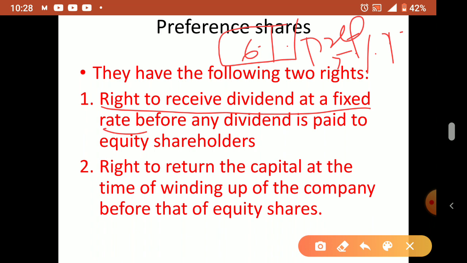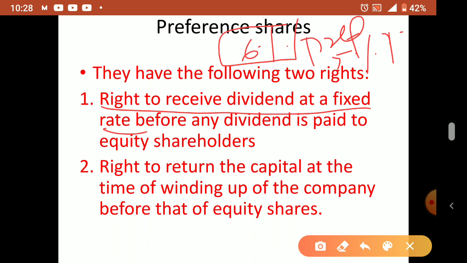Like that, fixed rate before any dividend is paid to equity shareholders, so they are getting it first, means before paying to equity shareholders. Another category of shareholders are what? Equity shareholders. Normally equity shareholders are the pure owners of the company. These preference shareholders are also owners only, but they are getting some preference over the equity shareholders. So what are the preferences? They'll be getting dividend before the payment to equity shareholders.